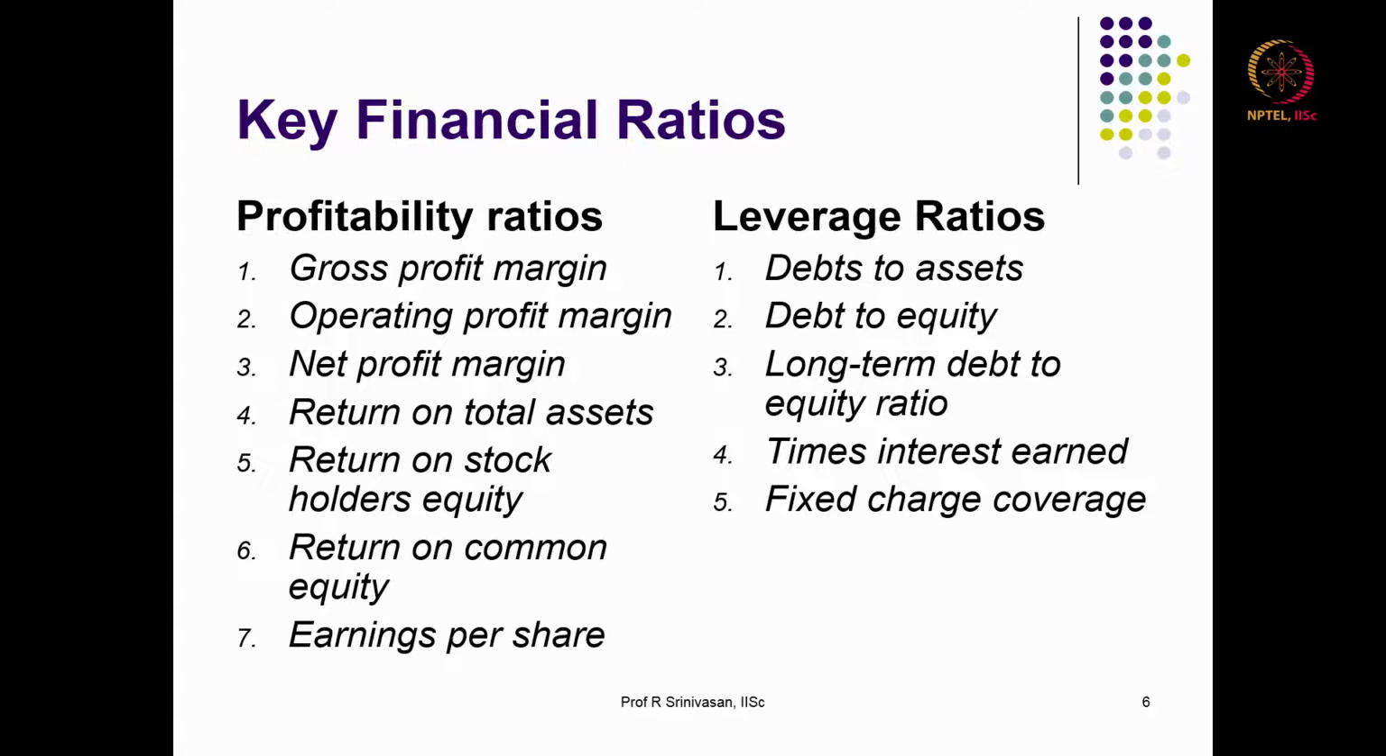Then times interest earned measures the extent to which earnings can decline without the firm becoming unable to meet its annual interest costs. Then fixed charge coverage. So, this fixed charge coverage is a more inclusive indication of the firm's ability to meet all its fixed charge obligations. So, then what are the activity ratios?